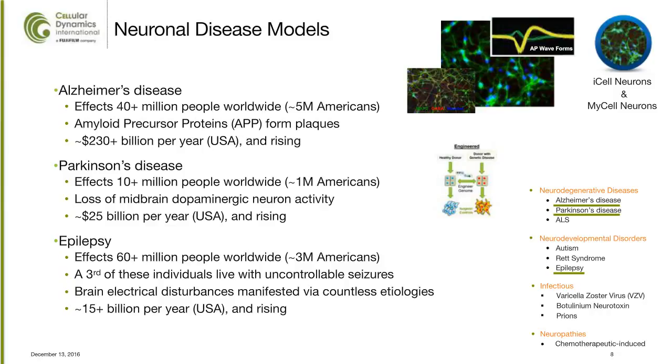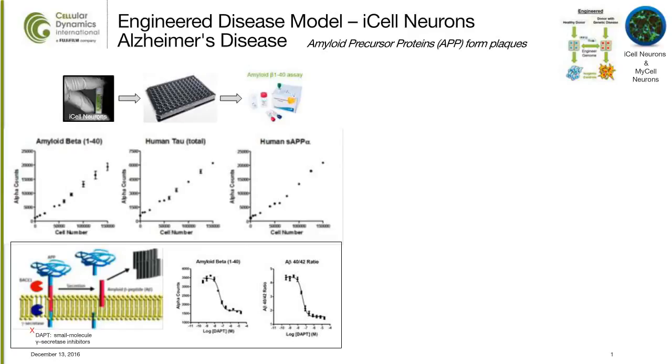Alzheimer's disease currently affects the most American individuals. It is a disease that is thought to result from plaque formations developing from aberrant amyloid beta and tau processes. These are both proteins that can be assessed via ready assay kits, and things that we do regularly here at CDI. So as mentioned, the iCell neurons are cryopreserved and shipped to the customer.